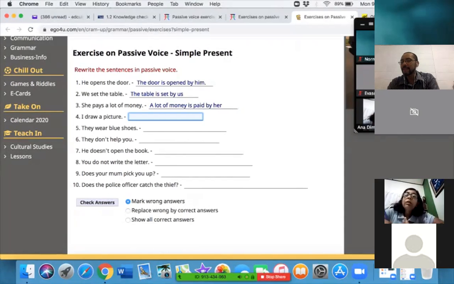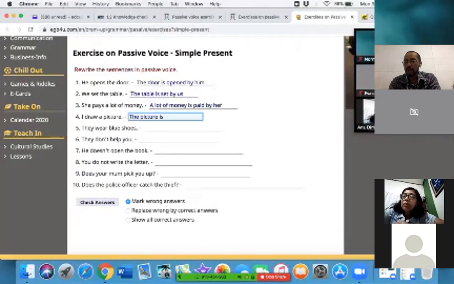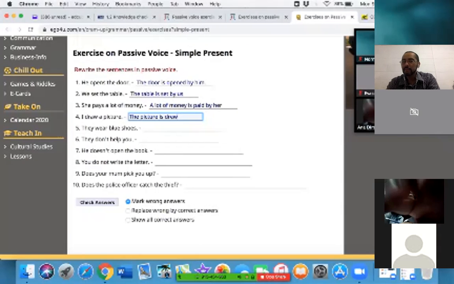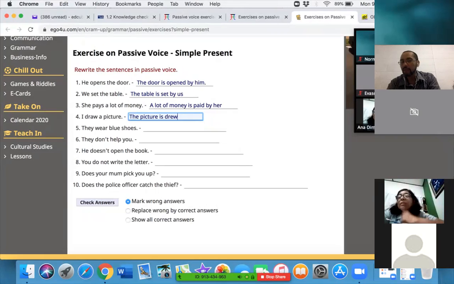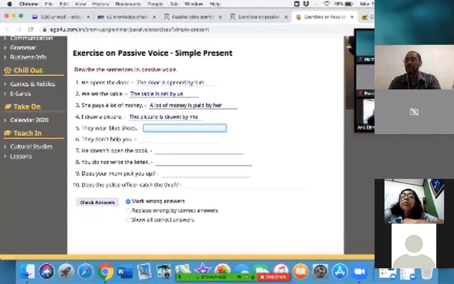Who would like to try number four? Me. The picture is drew by me. Okay. Is this how you wrote it? D-R-A-W-N, drawn. Okay, very good. Drew is the past, but we need the past participle. We need drawn. But correct, the idea was correct. Only the verb must be past participle, not past tense.